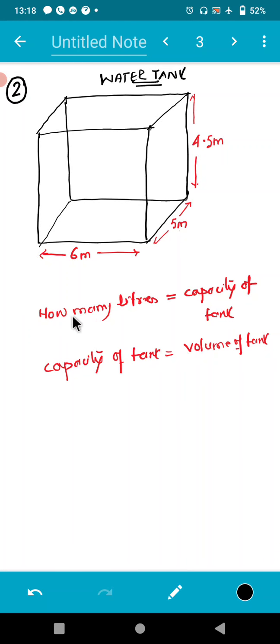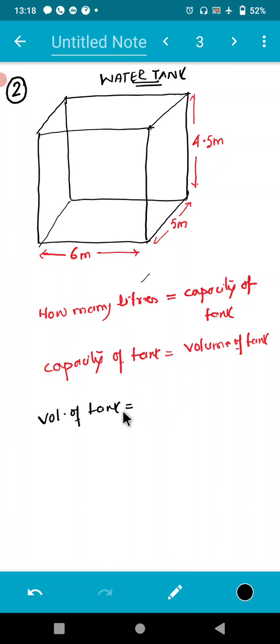So see, I have written here, "how many liters". They are asking what is the capacity of the tank. And when you have to understand the capacity of the tank, that means you have to find out the volume of the tank. So they are all interrelated. So liters means they are asking the capacity of the tank, and capacity of the tank is equal to the volume of the tank. So you have to find out the volume of the tank, students.